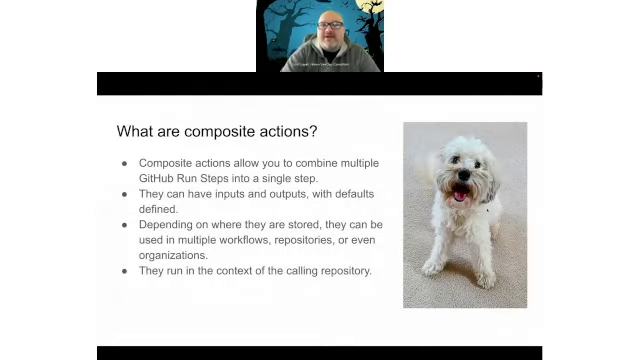So what are composite actions? A composite action allows you to combine multiple GitHub run steps into a single step. So it lets you take your existing action and kind of export it so it can be reused. You can have inputs and outputs, with defaults defined. So you can create an action that has defaults that you can override. And this way you can have a generic action that people can use and send their specifics to that.